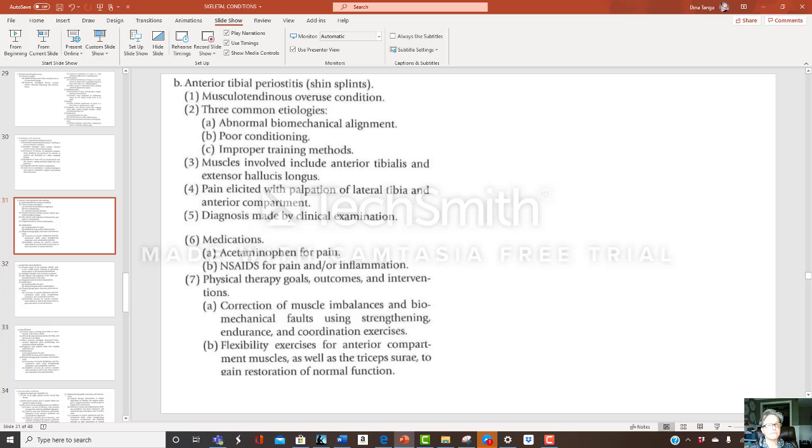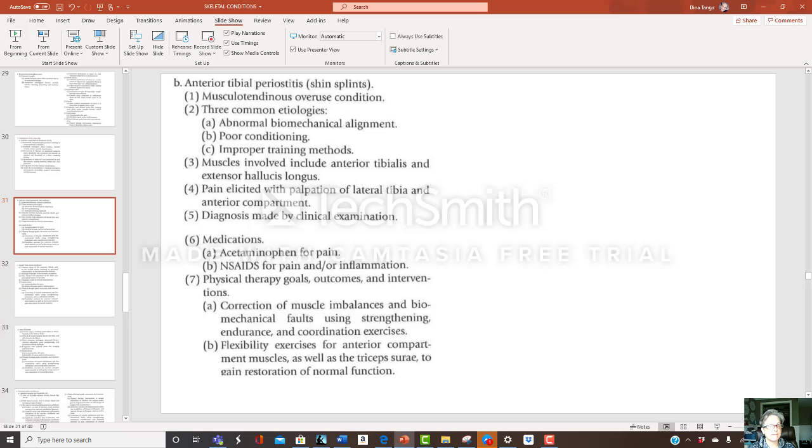Anterior tibial periostitis, shin splints. A musculotendinous overuse injury. Three common etiologies: abnormal biomechanical alignment, poor conditioning, improper training methods. Muscles involved include the anterior tibialis and extensor hallucis longus. Pain is elicited with palpation of the lateral tibia and anterior compartment. Diagnosis is made by clinical examination.